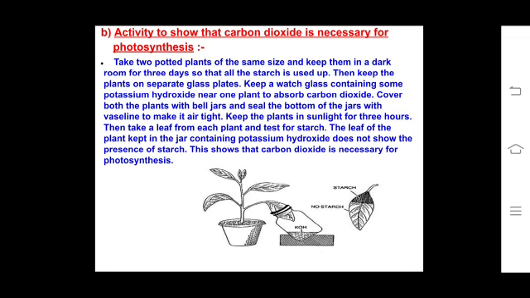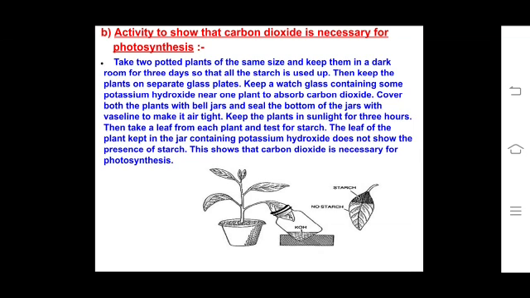So what do we conclude from this experiment? Sunlight is essential for photosynthesis. So the important factors we have seen: carbon dioxide is essential, chlorophyll is essential, light is essential for photosynthesis.